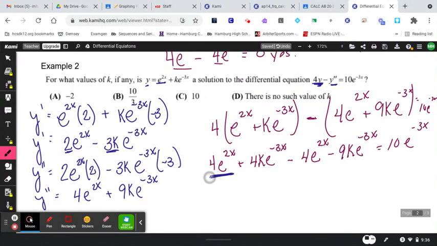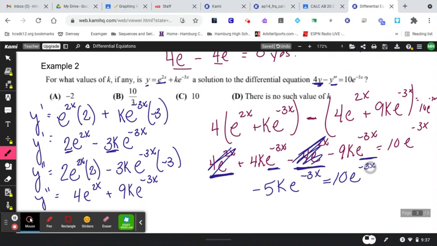I think 4e to the 2x and negative 4e to the 2x actually cancel each other out. Then I have these e to the negative 3x's. I have 4k of them minus 9k of them, so I think that's negative 5k e to the negative 3x equals 10e to the negative 3x. Remember, my goal is to solve for k. I can divide both sides by negative 5e to the negative 3x.